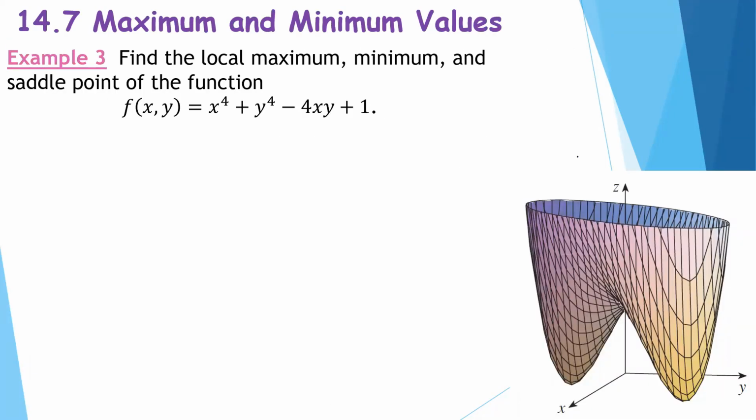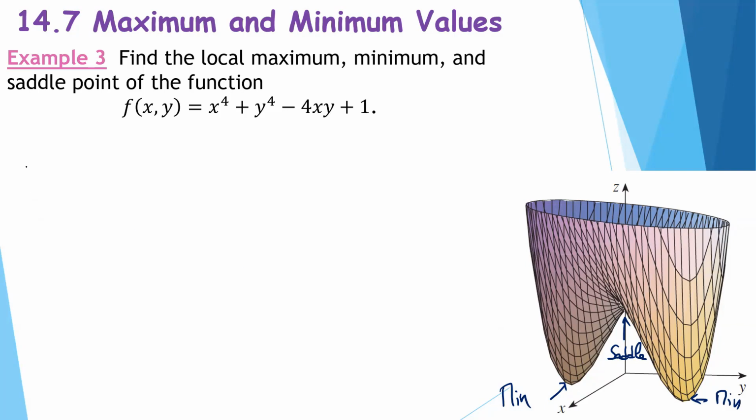So let's take this example. The function x^4 plus y^4 minus 4xy plus 1. If we see the graph of this function, what do we expect? How many critical points will we have? Yes, please. So we have two minimums. So we expect this is a minimum, or this is a minimum, absolute. And what else? We have a saddle point. Do we expect maximum values? No. We expect three critical points here. Two minimums and one saddle. Let's see whether we can retrieve this analytically.